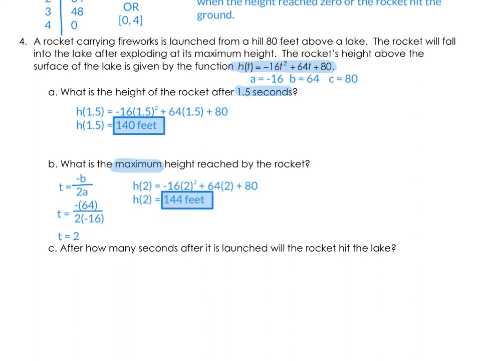So I just showed in goes the 2 in place of t, and then it's a job for your calculator to do order of operations for you, and you should get the answer of 144 feet as the maximum height.